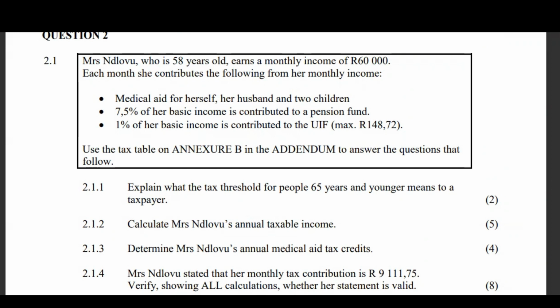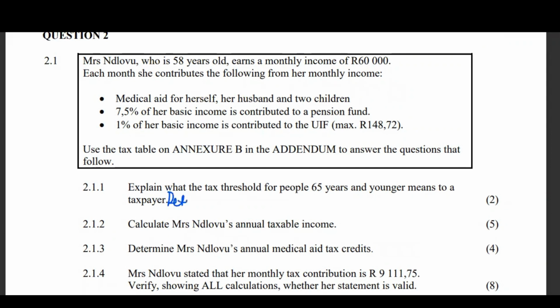Explain what the tax threshold for 65 years and younger means to a taxpayer. Remember we said this is used to determine whether one pays tax or not. We use the threshold to determine whether one will pay tax or not.